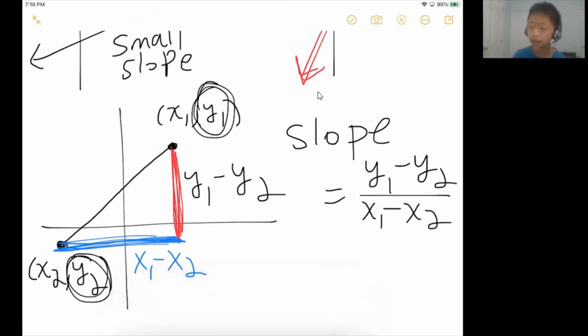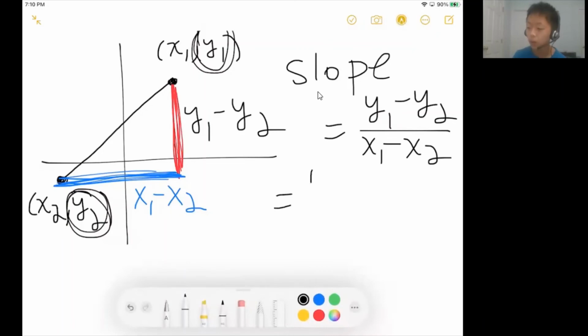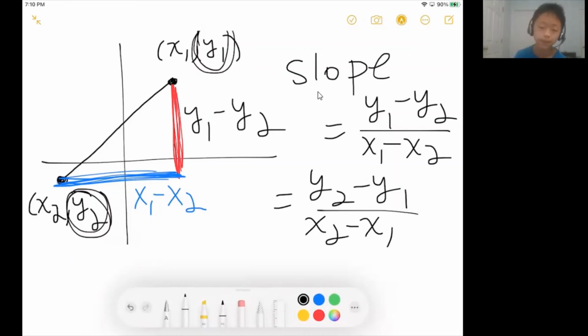Just a brief note: it doesn't really matter which point you subtract from which. You can also write this as y2 minus y1 over x2 minus x1, as long as you stay consistent with the order. So this is the formula for the slope of a line if you know 2 points that the line passes through. In algebra, we usually abbreviate the slope of a line using the variable m. So you let m represent the slope of the line. I don't know why it's m. It's just a common letter that everyone uses in algebra for slope.